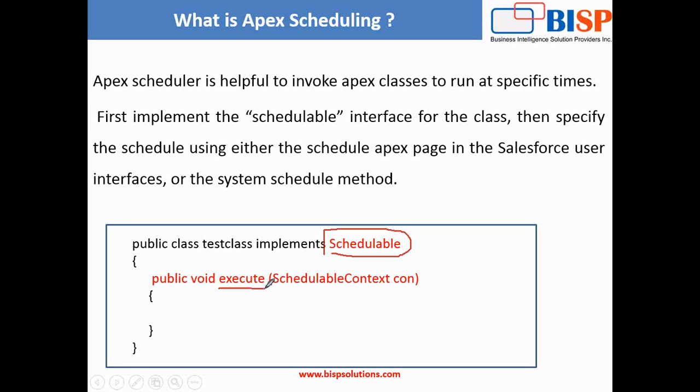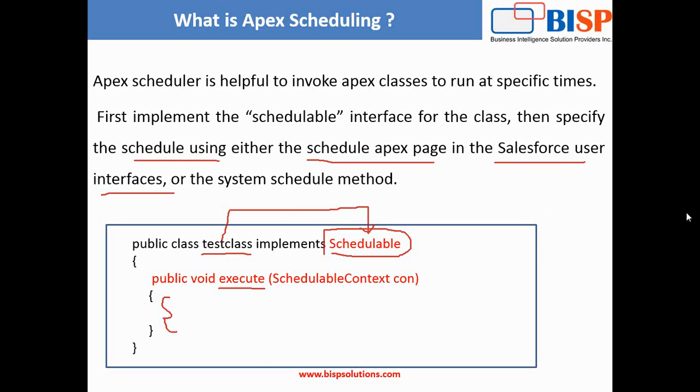This is the default method which exists within the Schedulable interface, which is mandatory to be defined within this class, because this class is invoking the Schedulable interface, and here we can write our code. We can specify the schedule using either the Schedule Apex page in the Salesforce user interface or the System.schedule method. So there are two ways to schedule this.